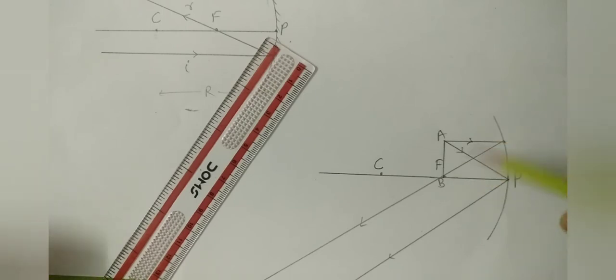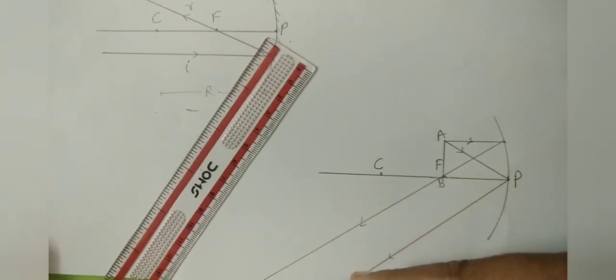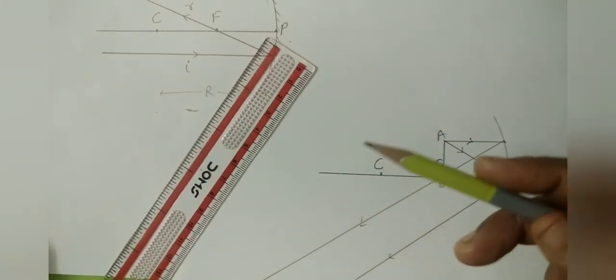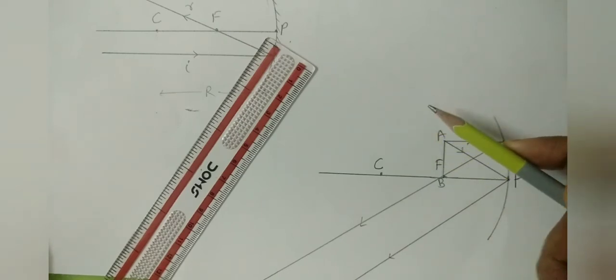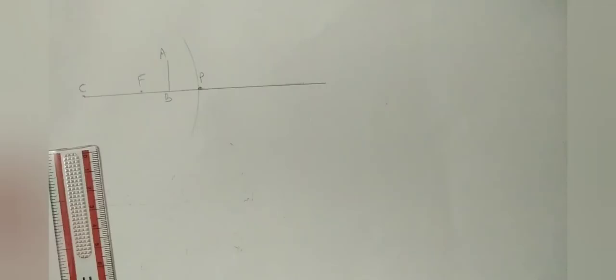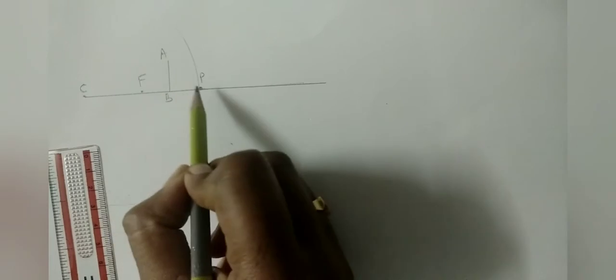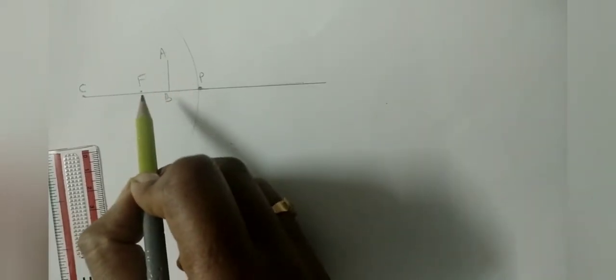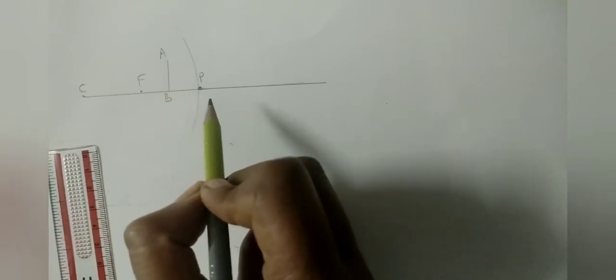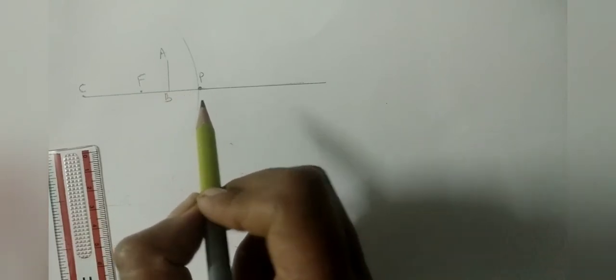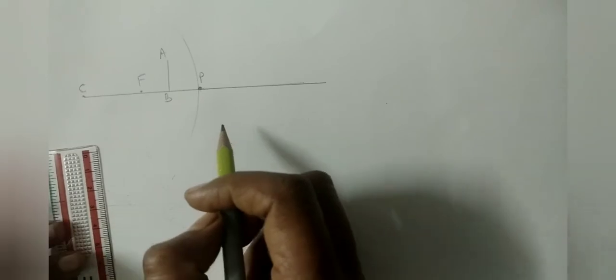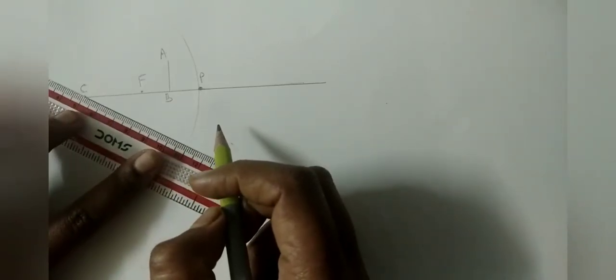So remember, whenever object is placed at focus, the image will form at infinity, which will be real and inverted and highly magnified. Last case, when object is placed between pole and focus. So this is the object AB which is placed between pole and focus. We will take two rays. First ray which is passing through the center of curvature retraces its path. So we will direct a ray of light along center of curvature.